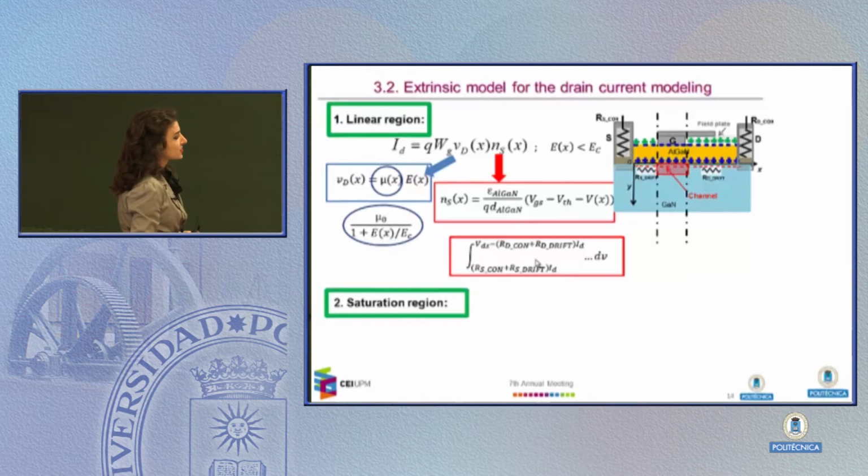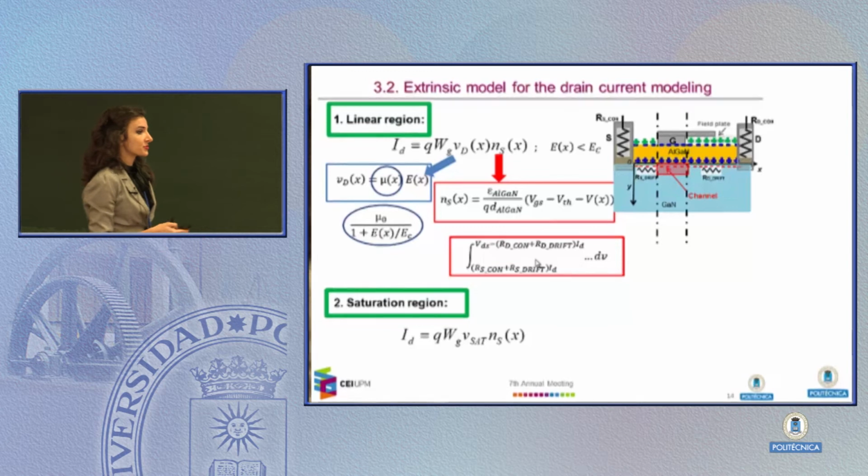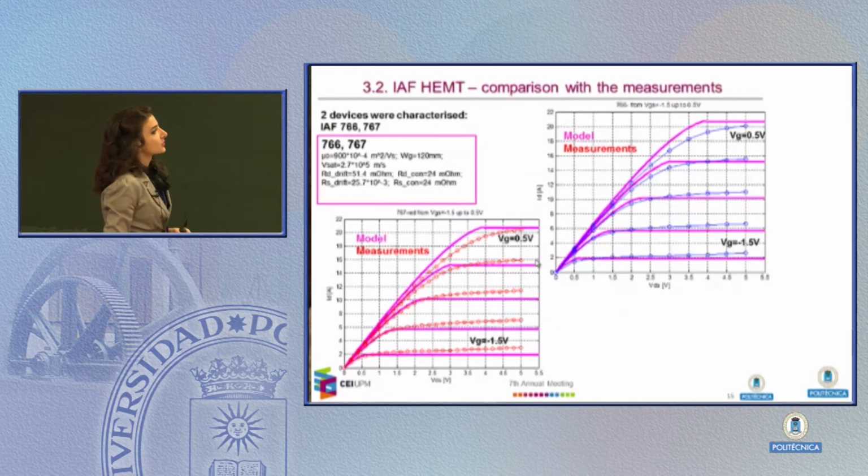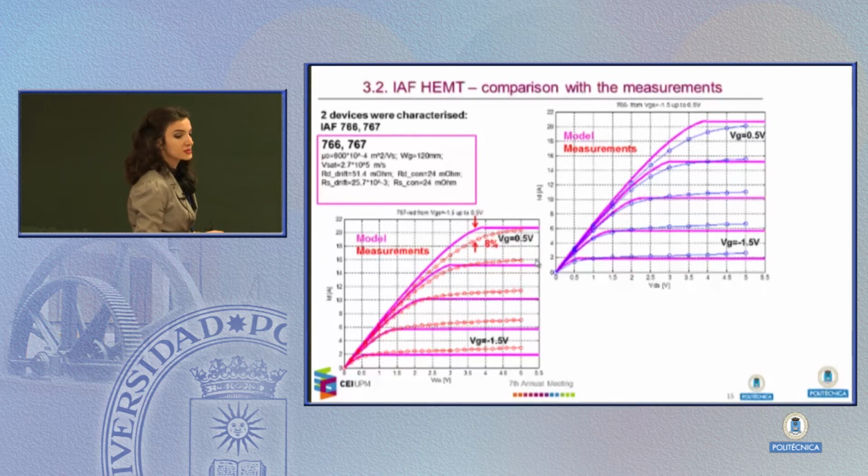On the other hand, in the saturation region, since it's not the area of interest for us, a really basic model was used, where only this drift velocity was replaced by the saturation velocity of electrons for an electric field in the channel higher than the critical one. And this is what we obtained. We are comparing the model with the measurements for two Fraunhofer transistors that had the same design. As you can see, we obtained the highest error here in the saturation part, which is not the area of interest for us. And we obtained really good agreement in the linear part between the measurements and the model.